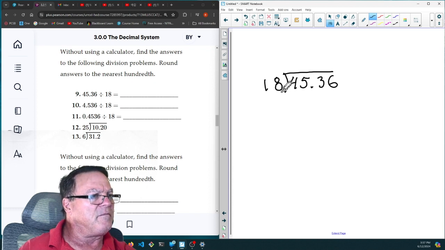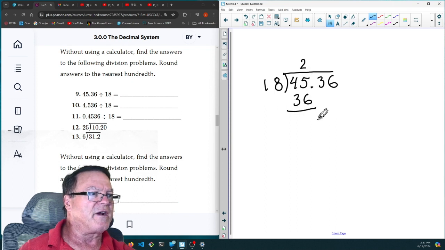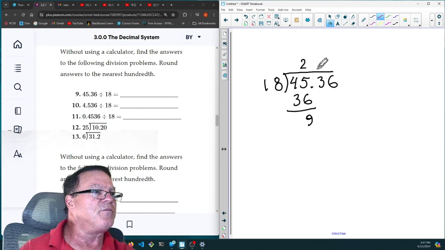So I think 18 times 3 is, nope, that's too much. That's 54. Okay, so we're going to put it in 2 times, 36. 18 times 2 is 36. And then we'll subtract 15 minus 6 is 9. And 3 minus 3 is 0. I borrowed 1. I didn't show you, but I borrowed 1 from the 4 in order to make this 15 minus 6 is 9. And then 3 minus 3 is 0. So I have 9.